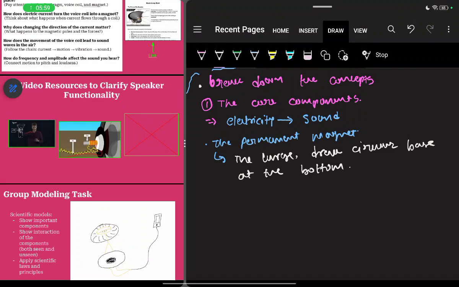The permanent magnet. So the large dark circular base at the bottom is our permanent magnet. Next is the voice coil. As you can see in this figure as well, the copper colored wire wrapped around a cylinder in the center. Okay, that is our voice coil. Are you getting my point?